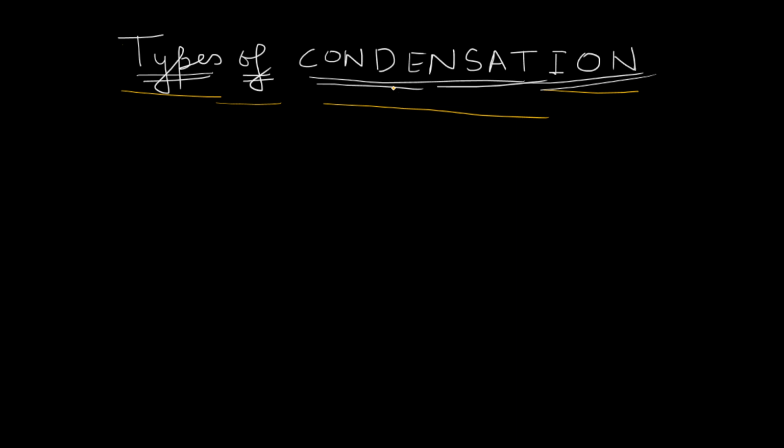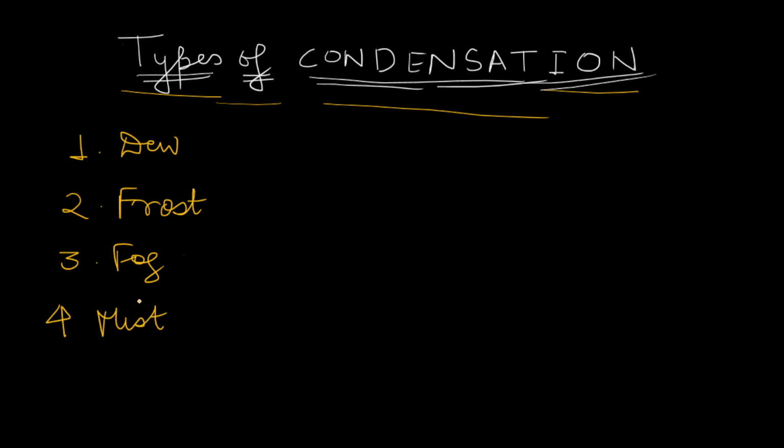So condensation is of five types. The first one is dew, second one is frost, third one is fog, fourth one is mist, and fifth and most important one is clouds. So these are the types of condensation.